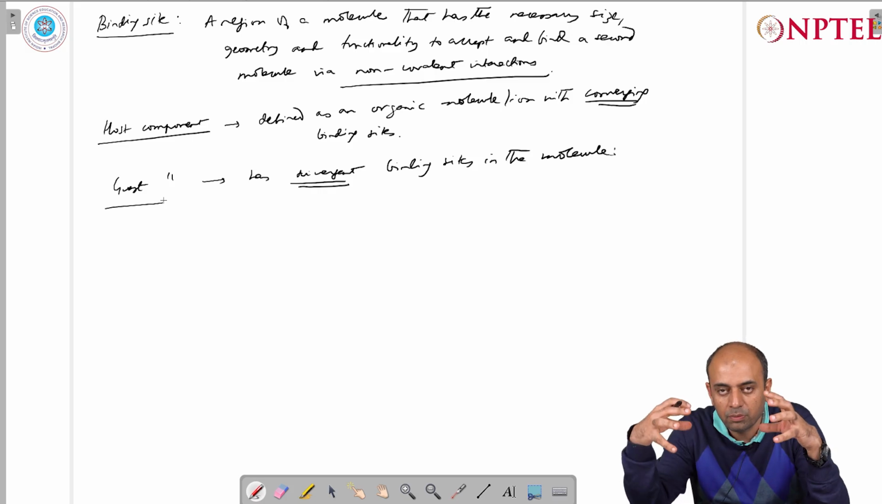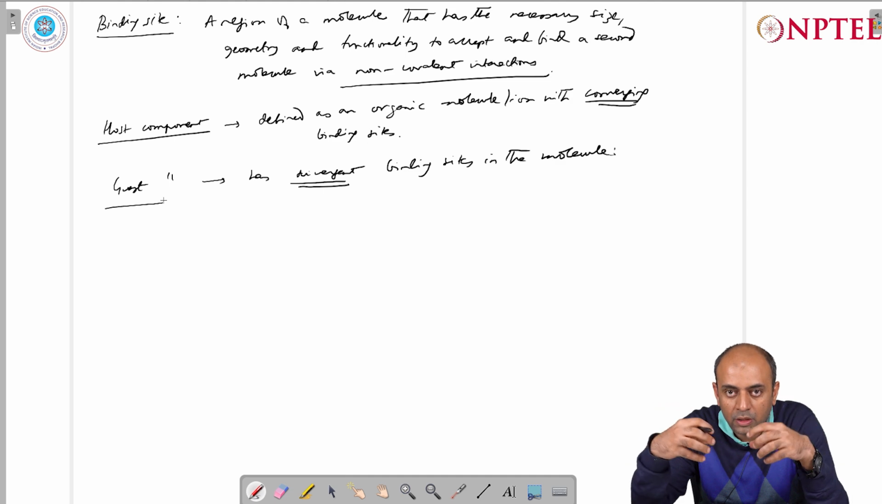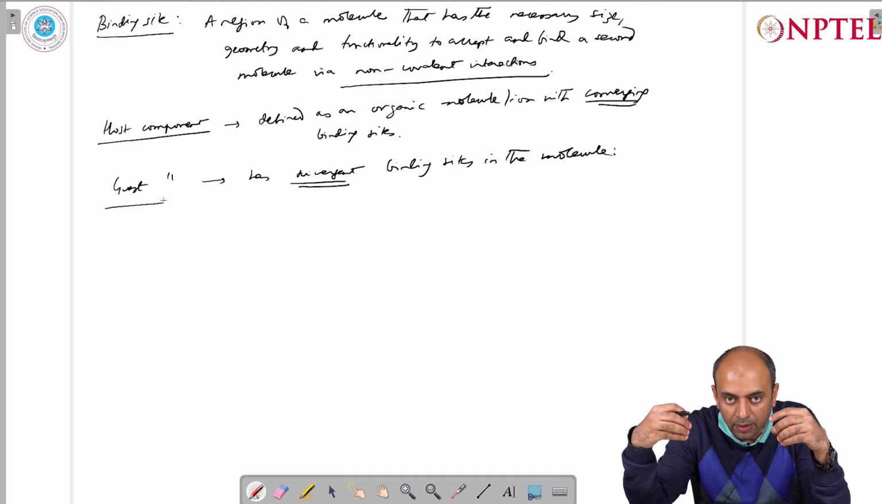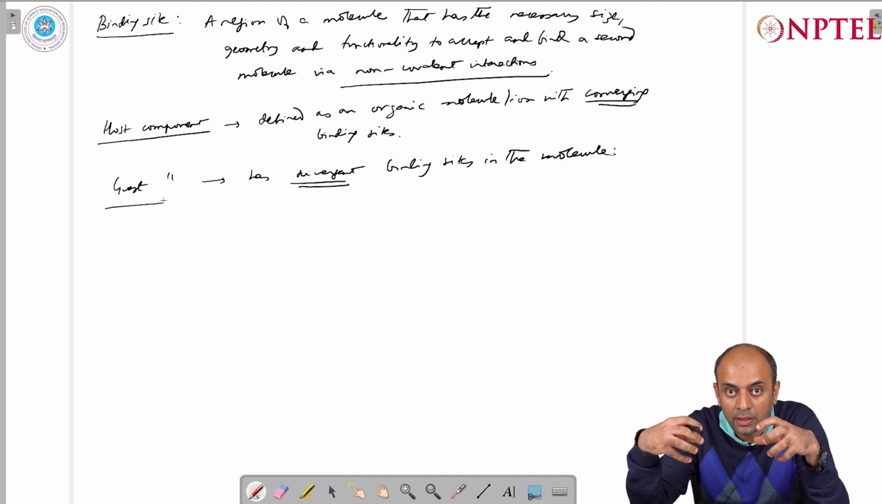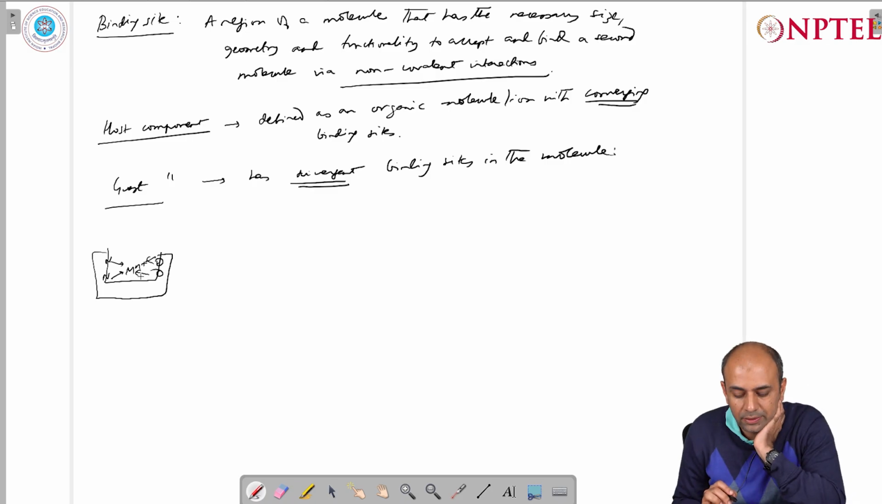So, when you have a host, because the host is effectively going to capture the guest, and this approach of the guest towards the host is such that the donor atoms which are involved in capturing the guest molecule need to have converging binding sites. For example, I can take this particular conformation. There is a donor atom here, say nitrogen, there is a donor atom here, say oxygen, and it is going to capture a metal ion. It must have convergent binding sites.